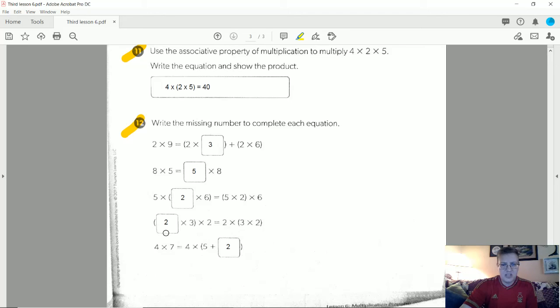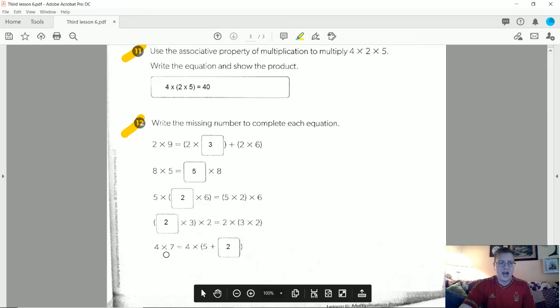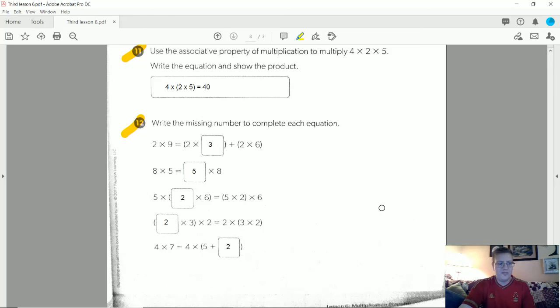The fourth option is also working with the associative property. Instead of grouping the right 2 numbers together, we're grouping the left 2 numbers together. And then the bottom one is using the distributive property. So we're taking our 7 and splitting it up into 5 plus 2.